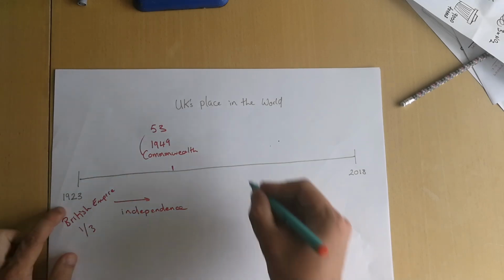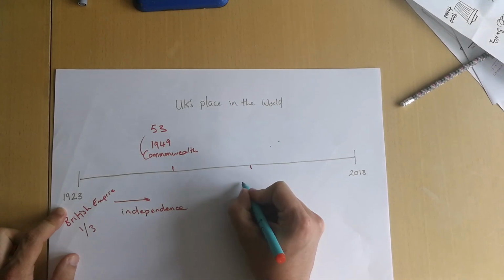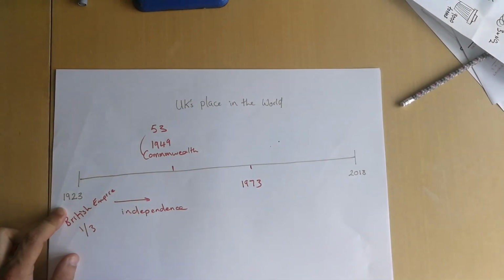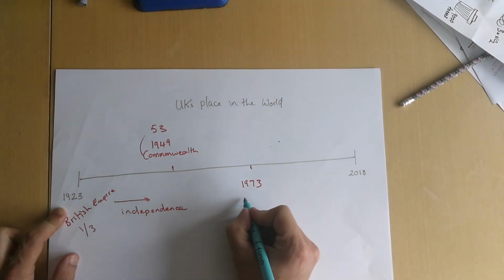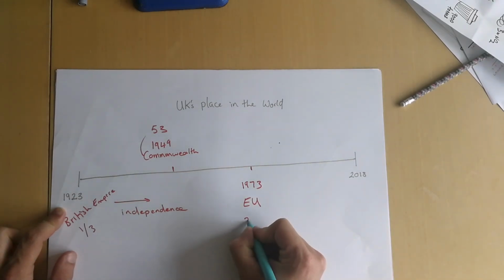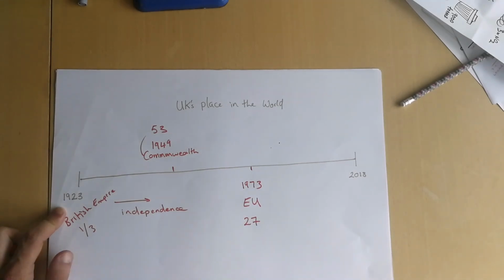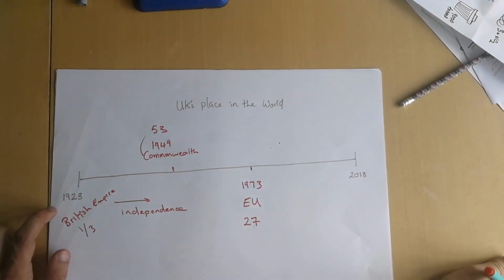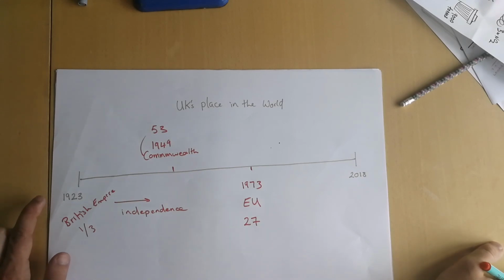What we then saw in 1973 was the UK joined the European Union. Now, the European Union consisted of, at the time, 27 different countries. And the point of the European Union was to allow for the free movement of people, goods and services between the member countries. This has had a massive impact on the UK.